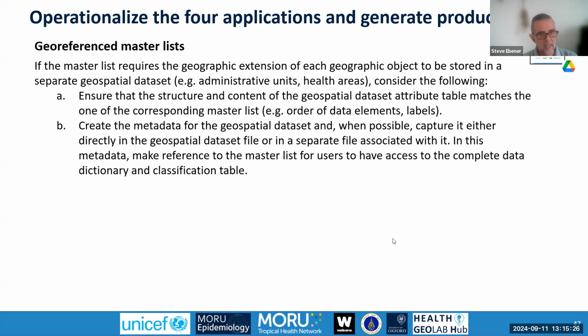And also, again, I was mentioning earlier, a bit too fast, the question of the geographic extent, the geospatial data attached to it. It's really important to ensure, for those who are knowledgeable with the structure of this spatial data, that what we call the attribute table of the geospatial data set matches the content of the corresponding master list. And also that the geospatial data set is accompanied by the necessary metadata, facilitating its use in different contexts.